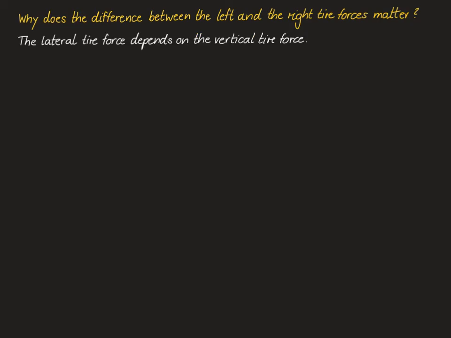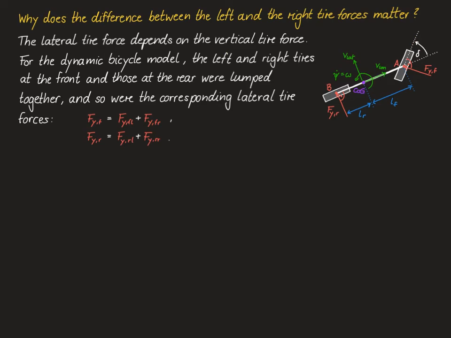And the reason is, of course, that the lateral tire force of a tire depends on its vertical tire force. For the dynamic bicycle model, remember that the idea was that we did not distinguish between the left and the right tires. Instead, the left and the right tires at the front and those at the rear were lumped together, and so were the corresponding lateral tire forces. So the tire force at the front was given as the sum of the tire forces of the front left and the front right tire, and the same thing for the rear tire.